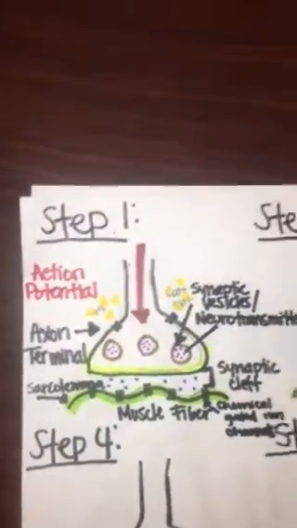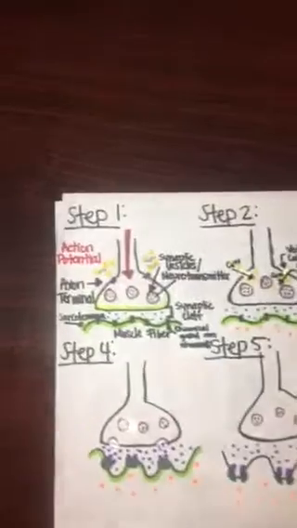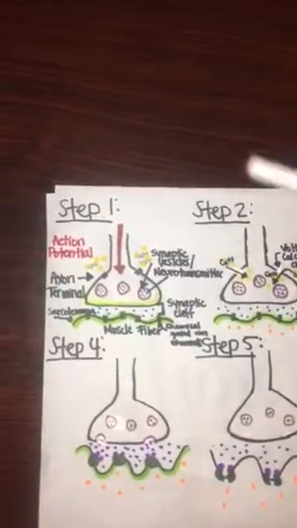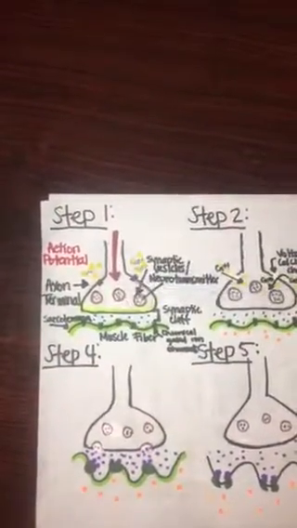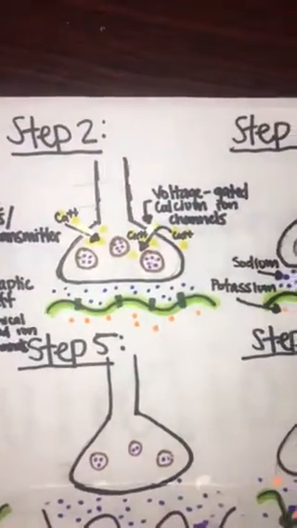Okay, now we're going to look at the whole picture of the steps. So let's look at the steps at the neuromuscular junction during a muscle contraction. The first step: an action potential travels down to the axon terminal. Step 2: the action potential stimulates the opening of voltage-gated calcium ion channels, and when open, allows calcium ions to diffuse into the axon terminal.